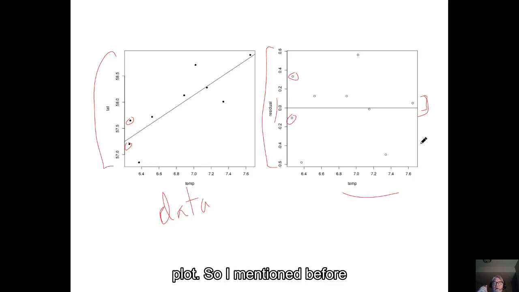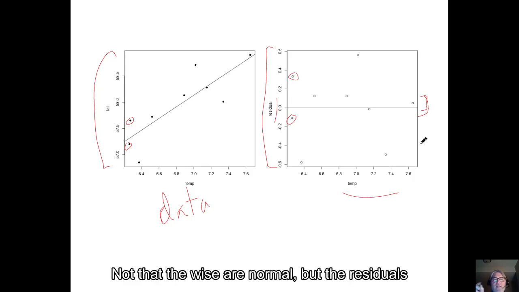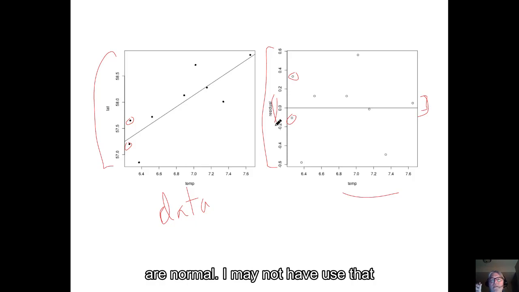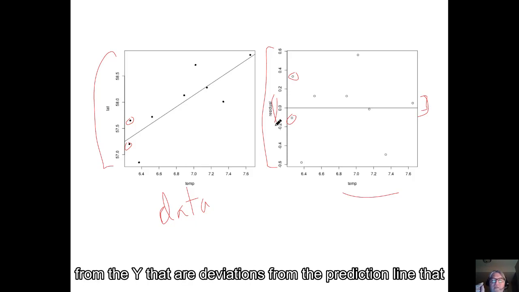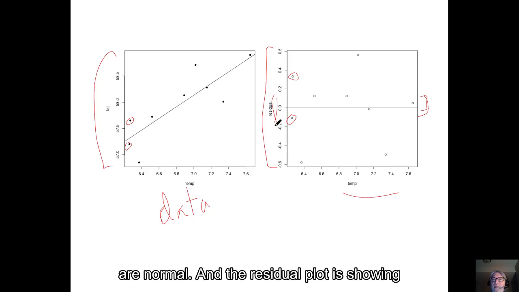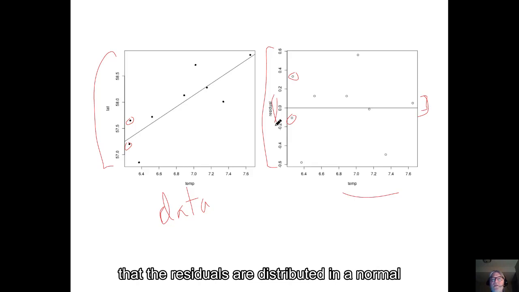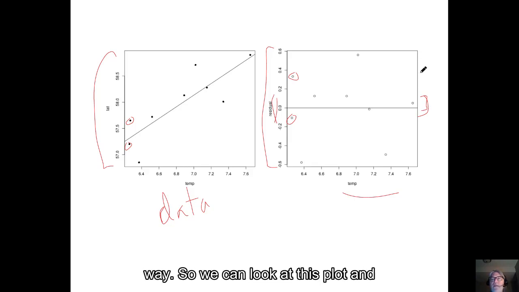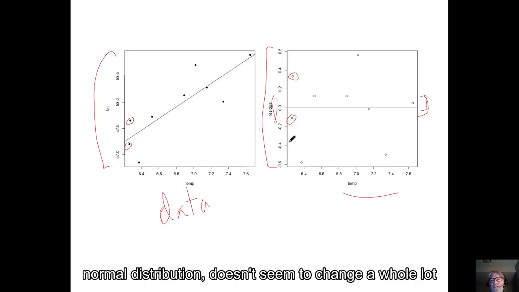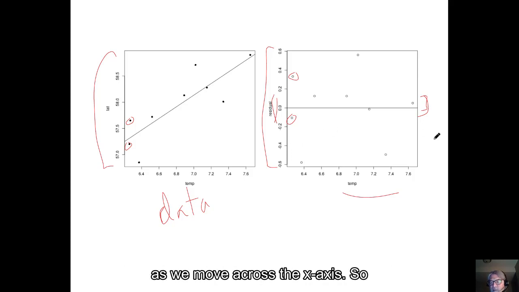So I mentioned before, the assumption was not that the y's are normal, but that the residuals are normal. I may not have used that terminology, but it's the deviations of the y from the prediction line that are normal. And the residual plot is showing those deviations. So it's basically an assumption that the residuals are distributed in a normal way. So we can look at this plot and basically diagnose normality of the residuals and diagnose the fact that the standard deviation of that normal distribution doesn't seem to change a whole lot as we move across the x-axis.